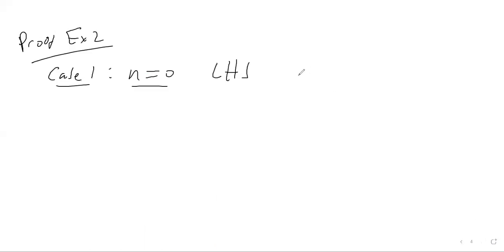Let's write that here. So the left-hand side is 2 to the power of n plus 2, which equals 2 to the power of 0 plus 2 in the case that n equals 0. And that's going to give us 2 to the power of 2, which is 4.